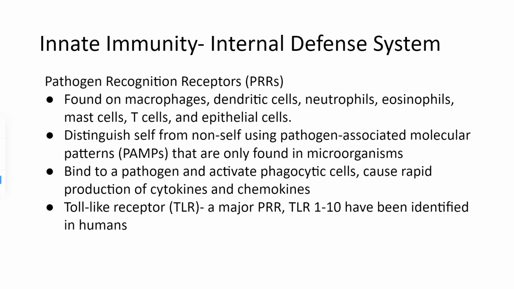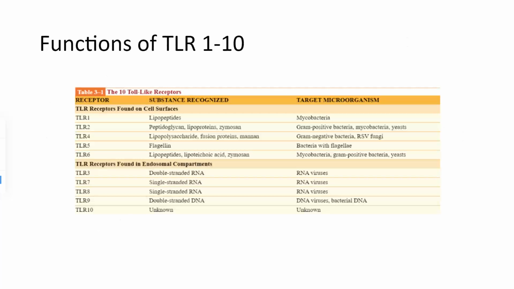Toll-like receptors, or TLRs, are a major type of PRR. So PRRs, pathogen recognition receptors, are a big, huge category. One of the things within this category is called a toll-like receptor. TLR 1 through 10 have been identified in humans, and here's a table with the different targets and what is actually recognized. You'll notice with TLR 10, we don't know what it does yet, so be on the lookout for research on that one.